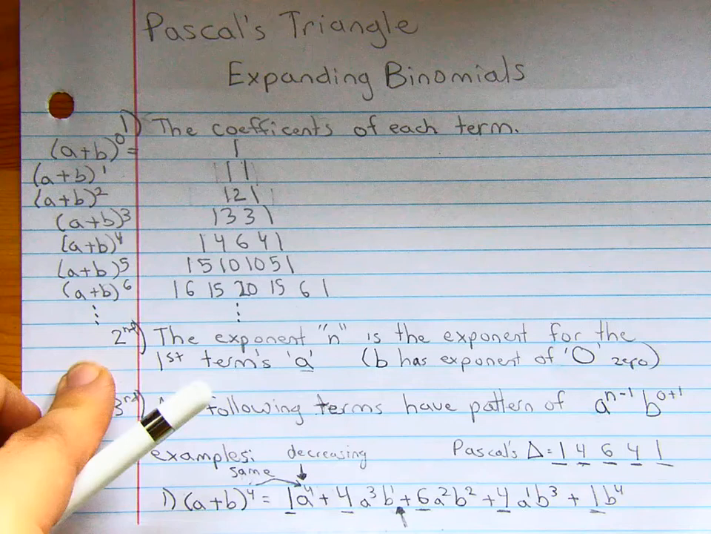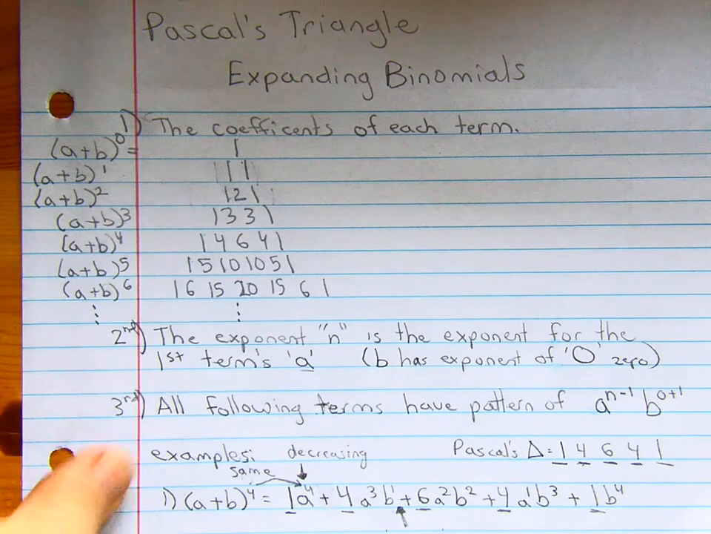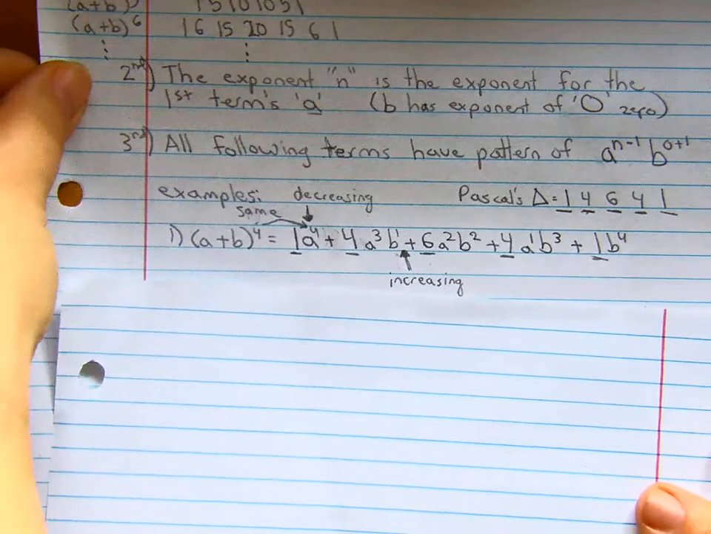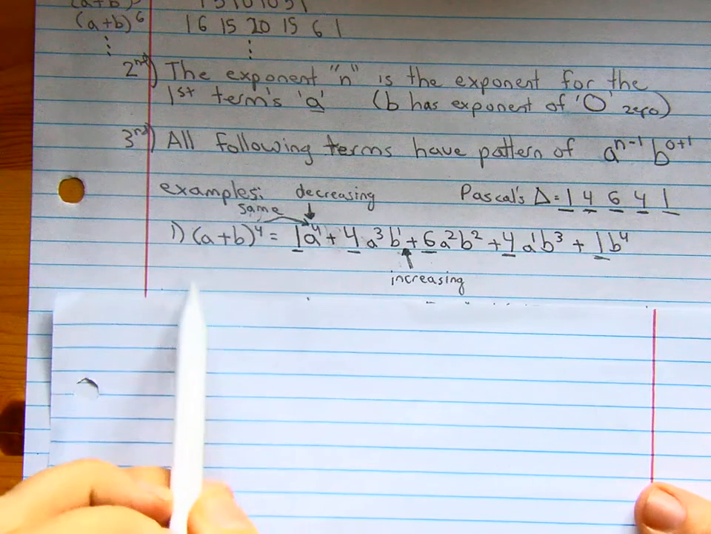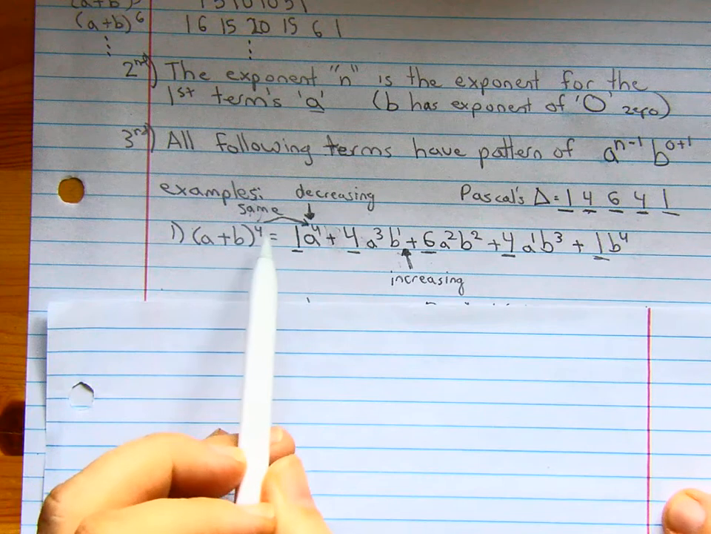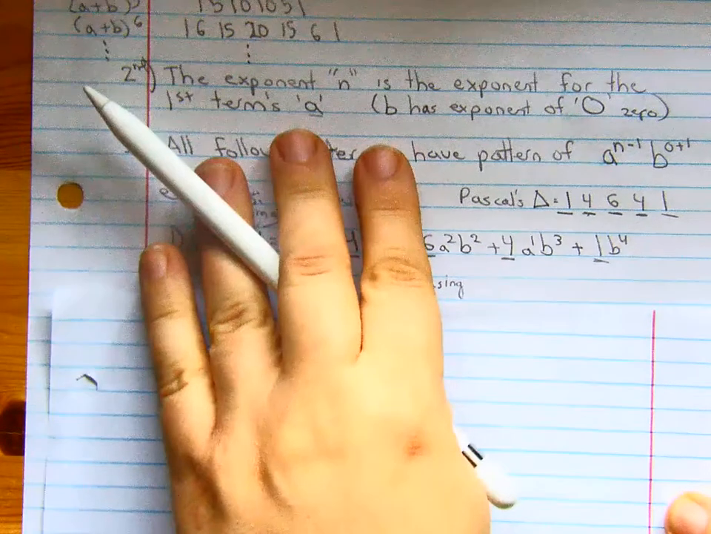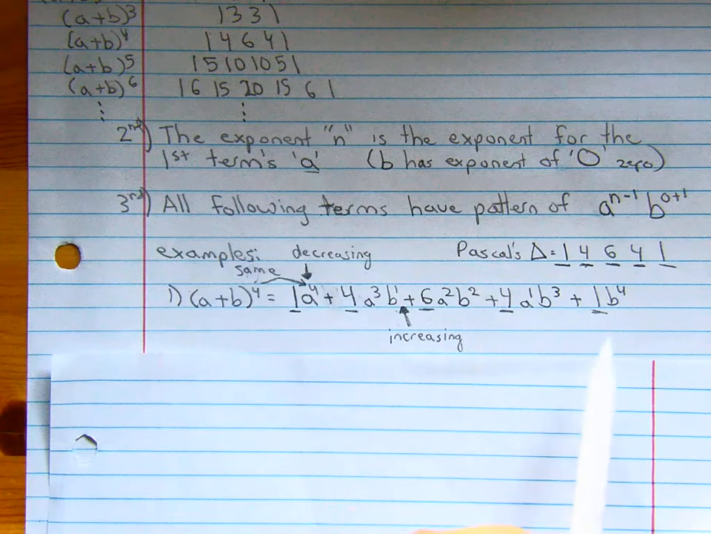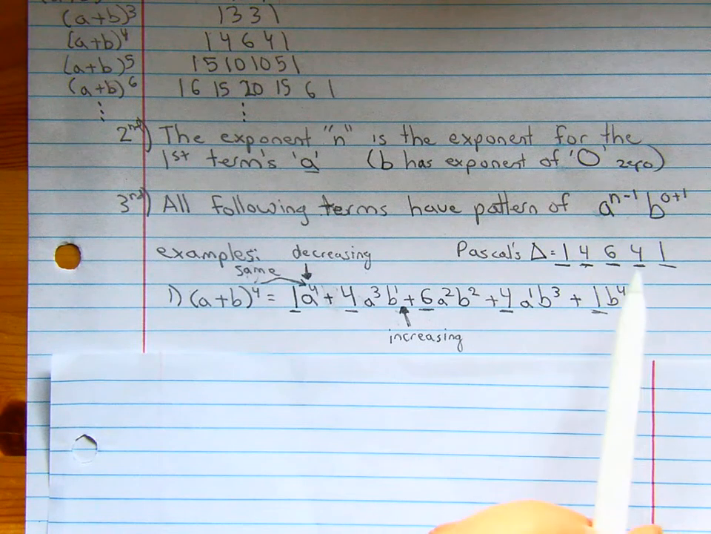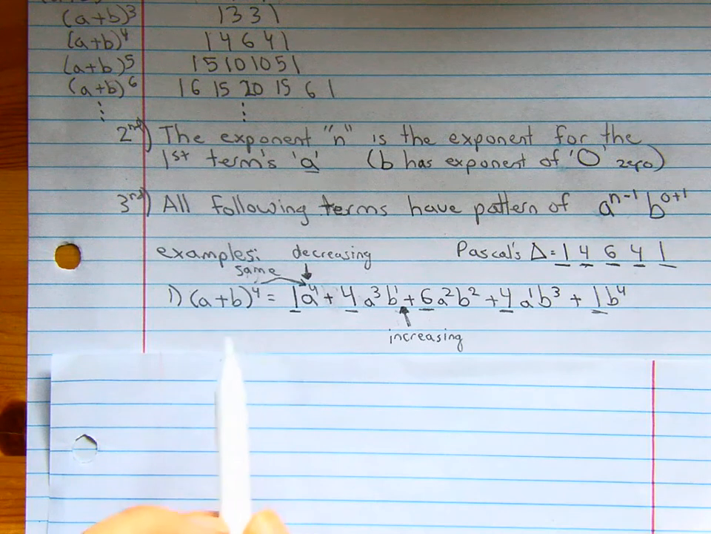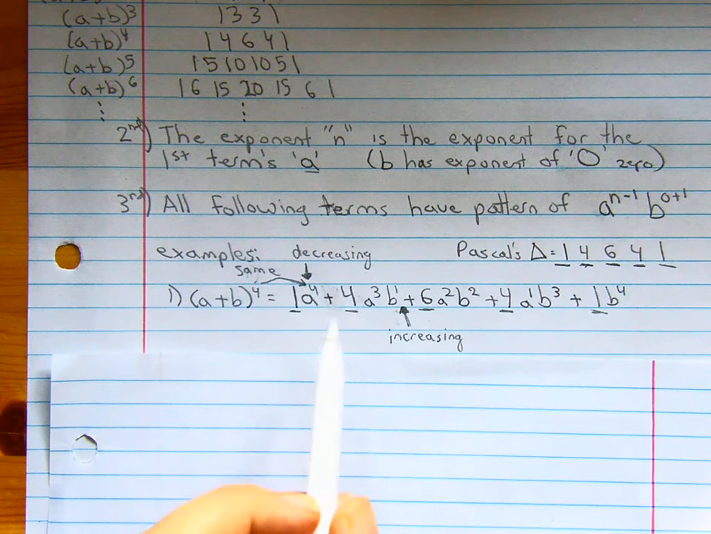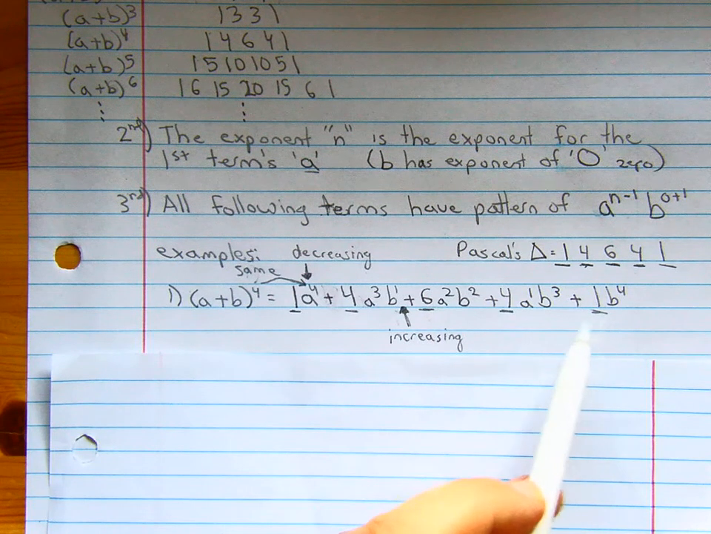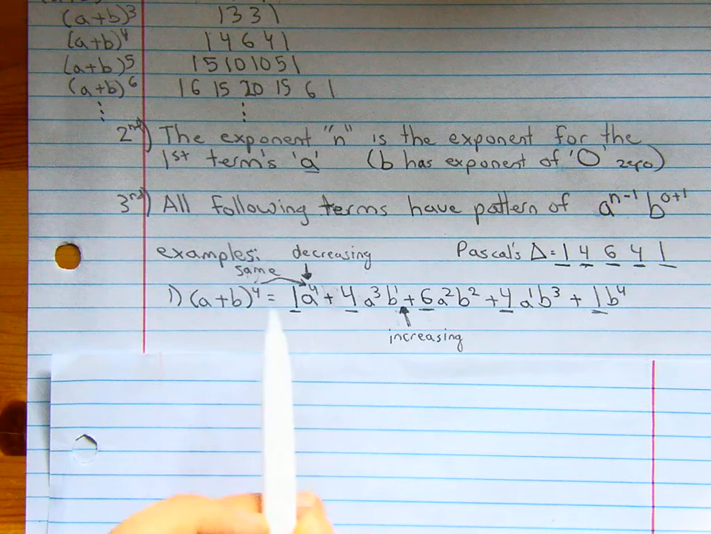So let's look at this. So we have number 1. Go ahead and scoot this up. And so we had a plus b raised to the 4th power. So according to our chart, the 4th power has 1, 4, 6, 4, 1 as our coefficients. And so if you see, 1, 4, 6, 4, and 1 are in fact our coefficients for each one of these terms.